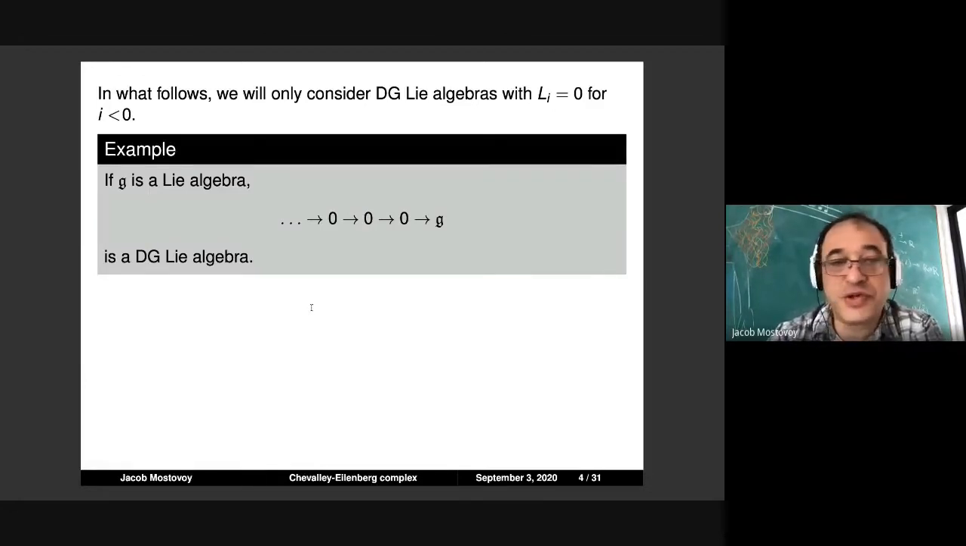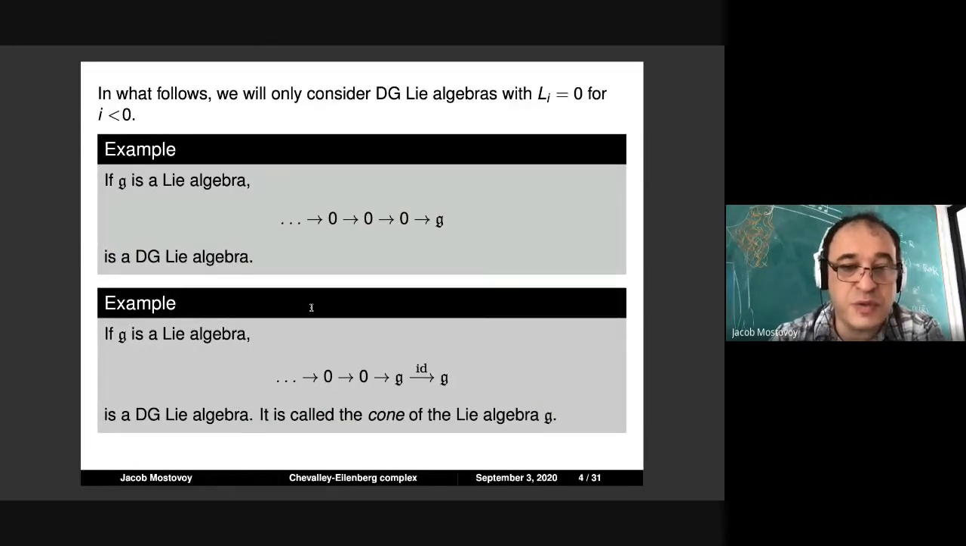The most trivial example of a differential graded Lie algebra is this. If you have a normal Lie algebra, we can convert it into a differential graded Lie algebra just by placing it in degree 0. So there are no signs involved, of course. This is a really trivial example, and it's not worth talking about. A slightly less trivial example, which is actually an extremely interesting example, looks very similar.